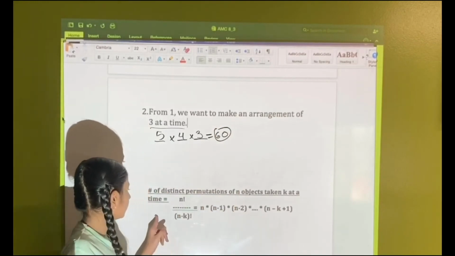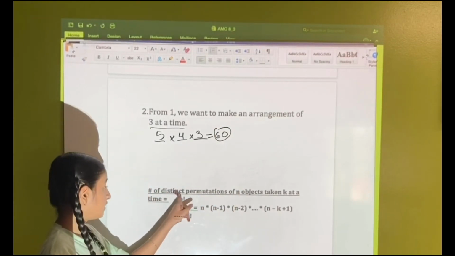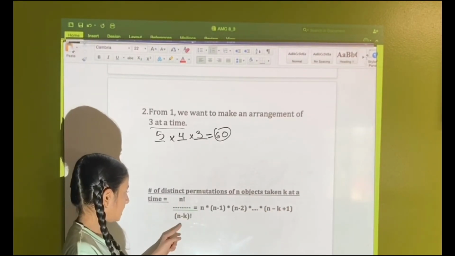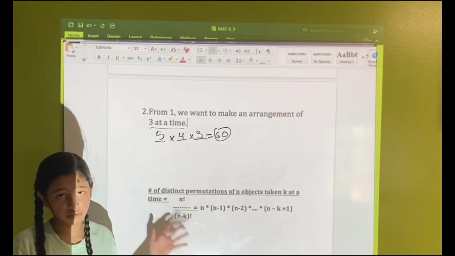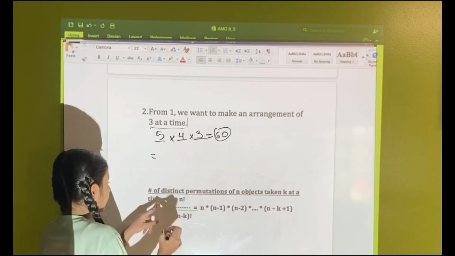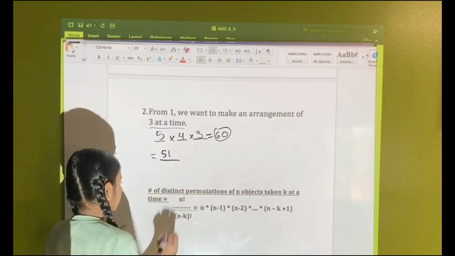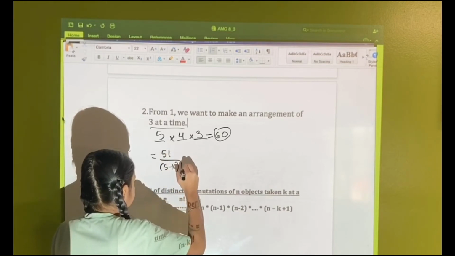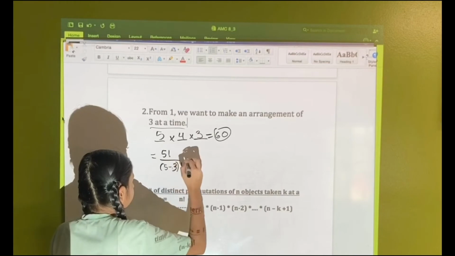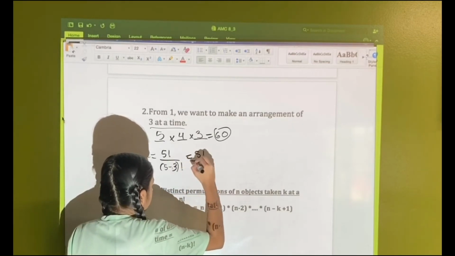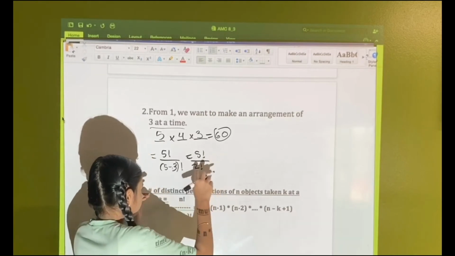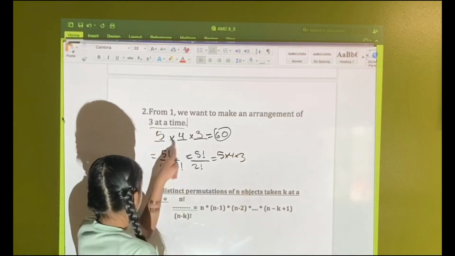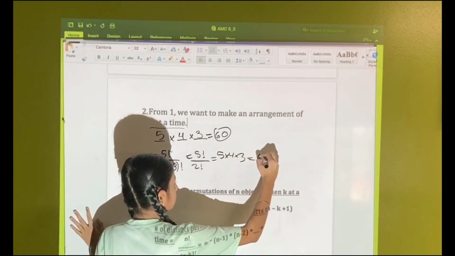So if you look at the formula now, for the general formula, the number of distinct permutations of n objects taken k at a time is equal to n factorial over n minus k factorial. We're going to use this formula. It's still going to get the same answer. So n is 5 factorial over 5 minus 3 factorial, which is equal to 5 factorial over 2 factorial. So then this will be equal to 5 times 4 times 3, which is exactly what we got here, which is equal to 60.